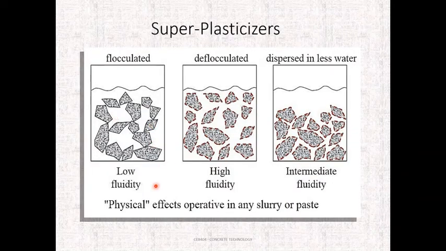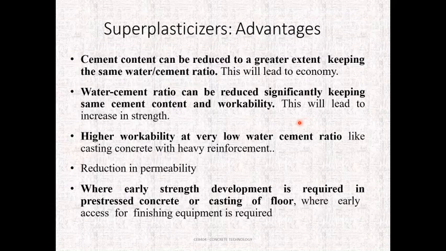This is the physical effect of superplasticization in the paste. Low fluidity we can see, high fluidity that is deflocculated, dispersed in less amount of water. The advantages of superplasticizers: they can reduce the cement content to a greater extent. This will lead to economy.